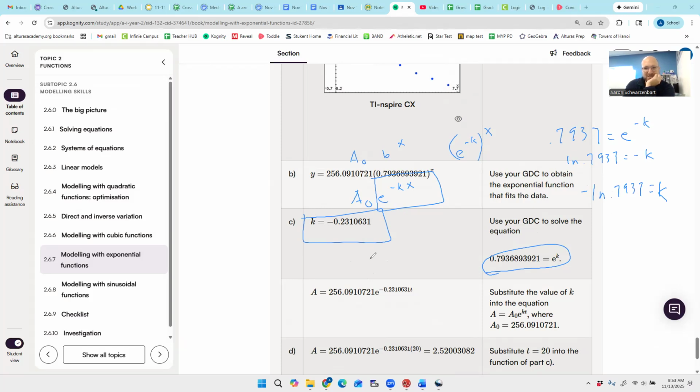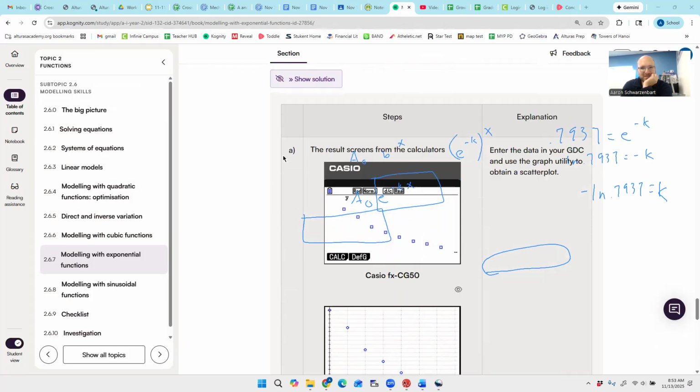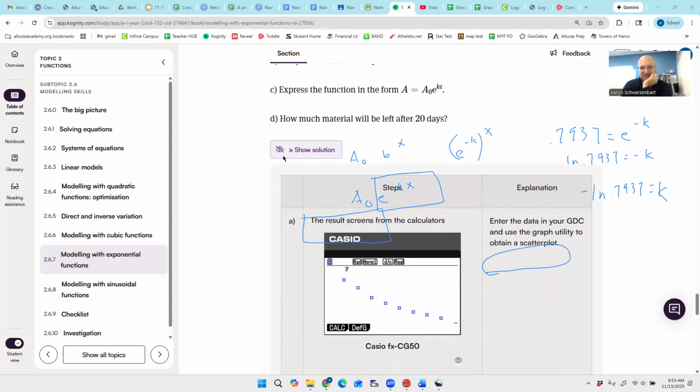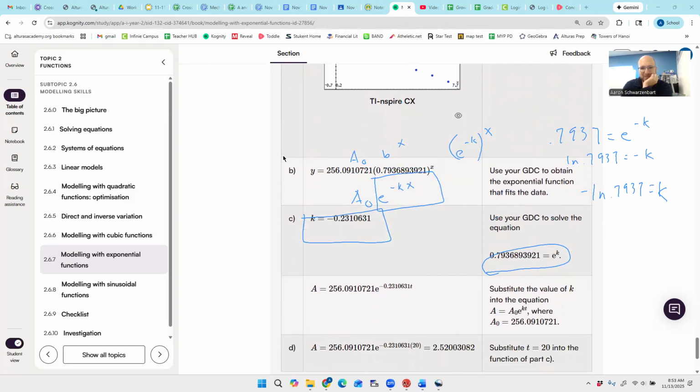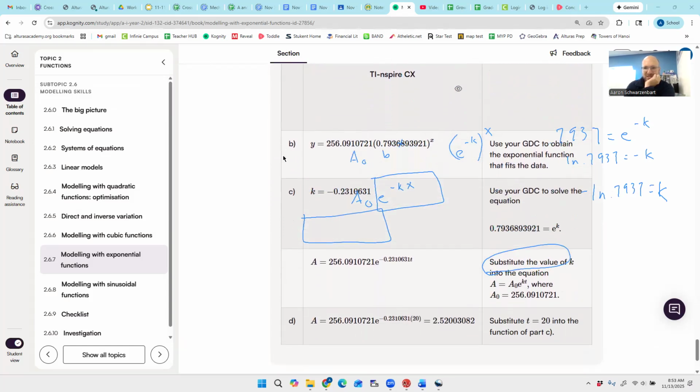Wait, wait. Maybe they didn't ask for the negative. They do not give me the negative, so I skipped this extra negative. That's a positive. It's been paused 3 times already. Yeah. And then we plug it in.